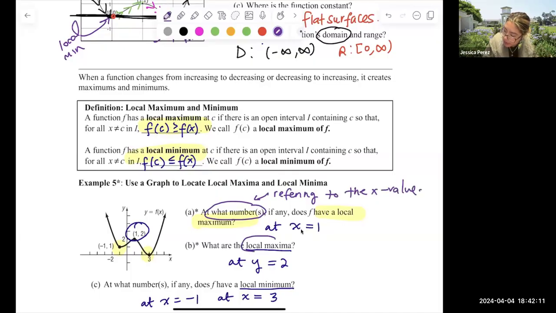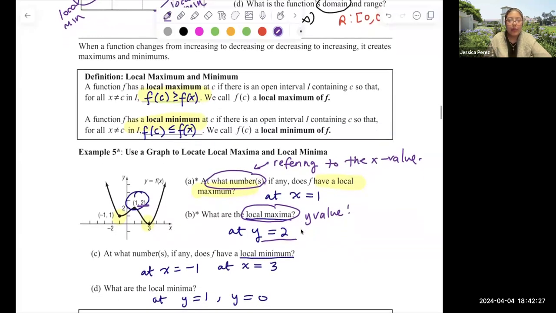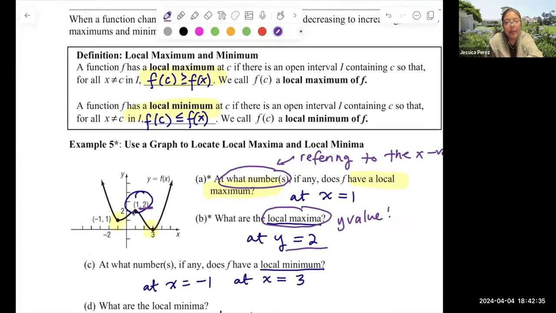When they're referring to the local maximum, it is your actual y value. So the local maximum point would be at y being 2. Okay. Same thing with letter C. At what numbers does it have a local minimum? So we noticed that the highest point was 1, 2.